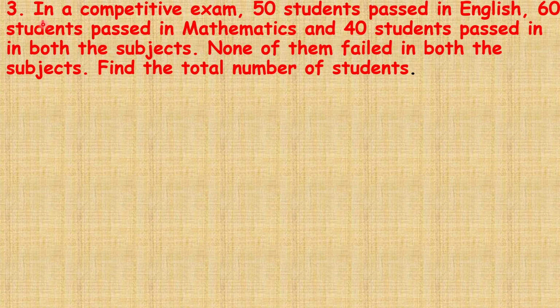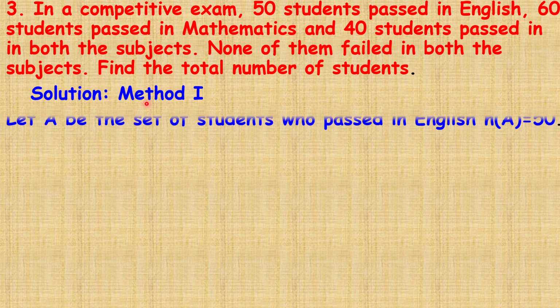Example 3. In a competitive exam, 50 students passed in English, 60 students passed in mathematics, and 40 students passed in both the subjects. None of them failed in both the subjects. Find the total number of students. Solution, method first, by using the formula.